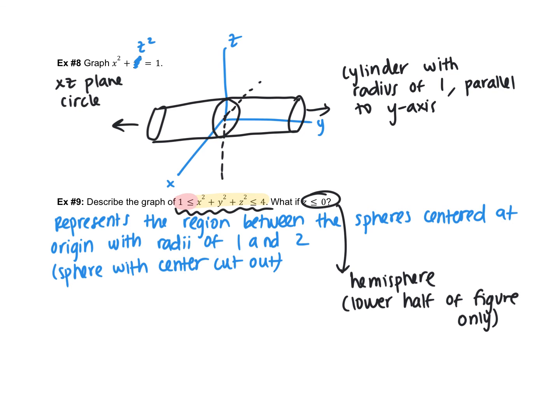Okay, so that was the first set of notes for chapter 12. We just looked at basic 3-space, distance, equation of spheres, and some graphing. In our next set of notes, moving on, we'll be taking a look at vectors. Thanks for being with me today.